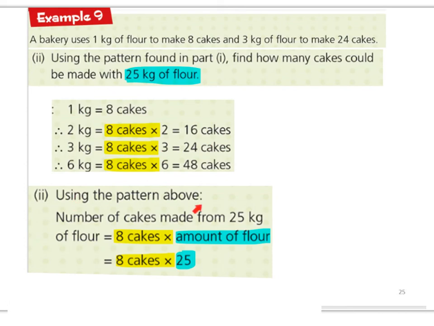So using the pattern above, the number of cakes made from 25 kilograms of flour will be 8 cakes multiplied by the amount of flour. So that's 8 cakes multiplied by 25, which gives us 200 cakes.